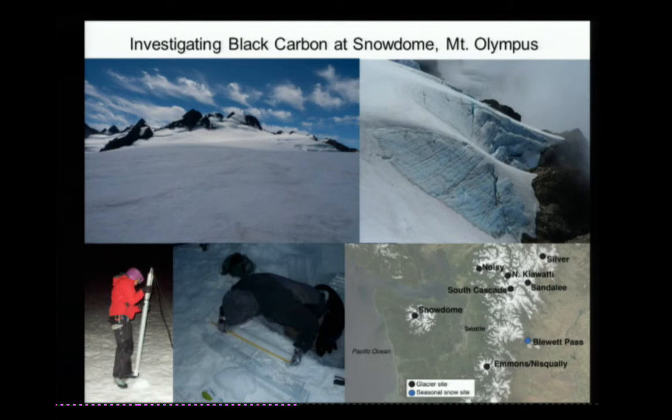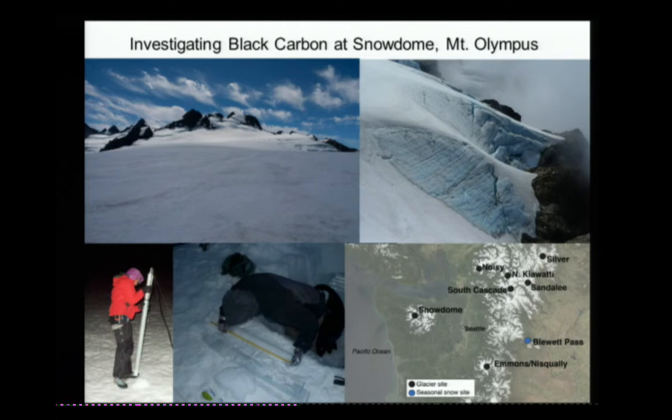Another aspect of the work that we've been doing has been looking at black carbon from ice cores that we've been collecting from the glaciers in this region. And so we went to Snow Dome in 2012, which is out flowing off of Mount Olympus. My original motivation in going to look at Snow Dome was thinking that since it was upwind of the Puget Sound area, this would give us a background of black carbon concentrations in the area.